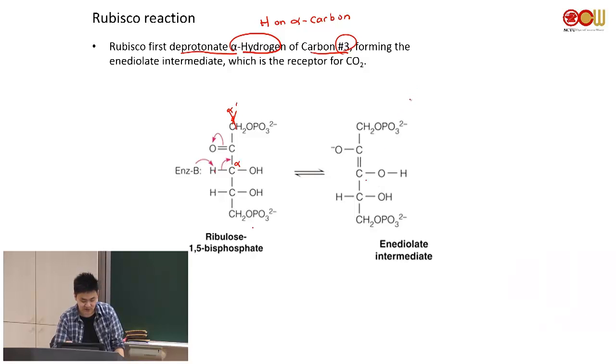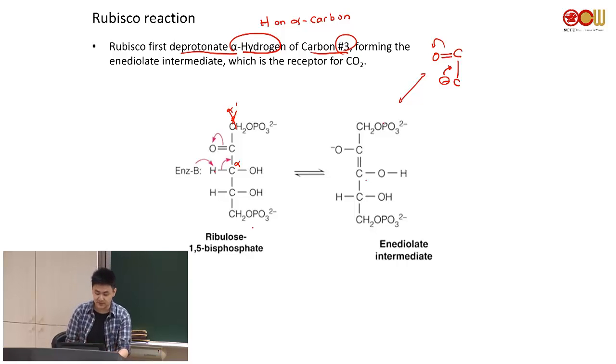Does anyone remember why I can remove the proton on the alpha carbon? Come on, just throw out an English word. Starts with R: resonance. Remember that you can do this and then it becomes that. Because it has resonance, it's resonance stabilized. All right, so you've got this intermediate.